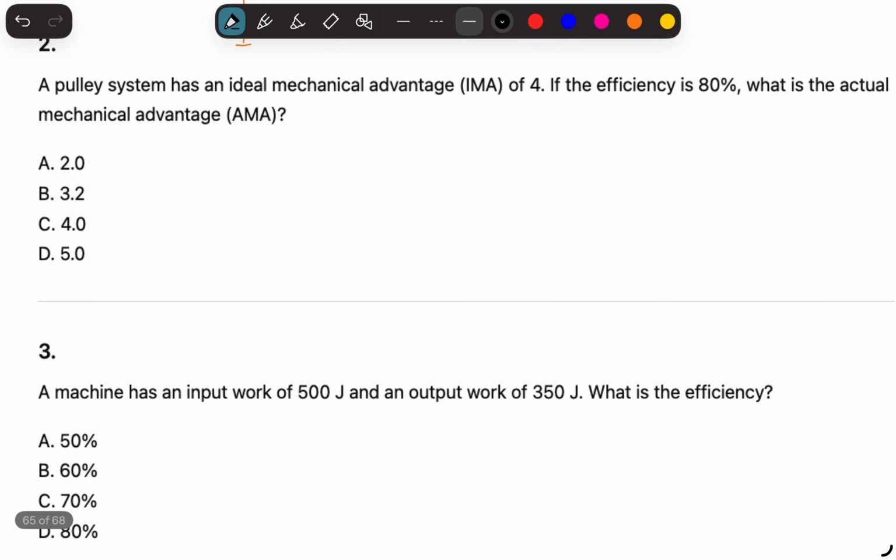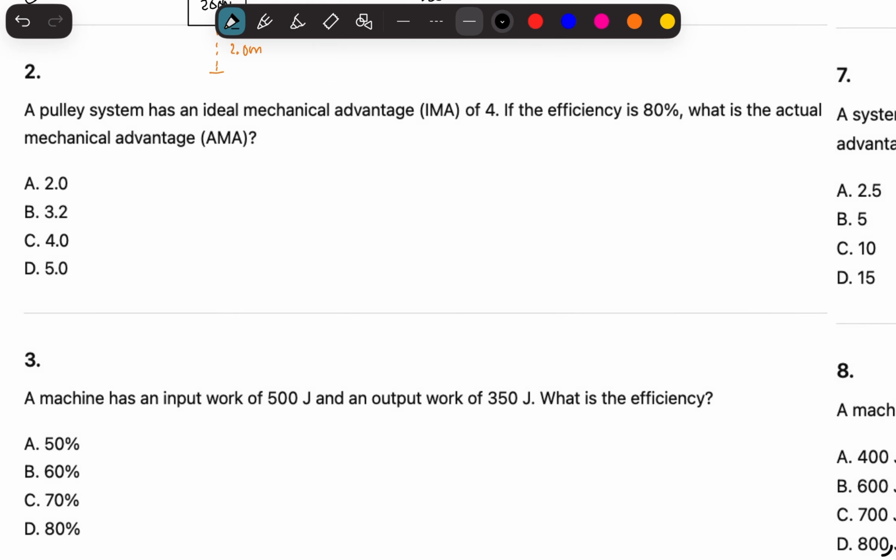A pulley system has an ideal mechanical advantage of 4. If the efficiency is 80%, what is the actual mechanical advantage, AMA? So we're going to use the relationship that efficiency is equal to your AMA over your IMA. And your AMA, if you rearrange this algebraically, is equal to your efficiency times your IMA. So that would just be 0.80 times 4, which is equal to 3.2. So your answer is B.